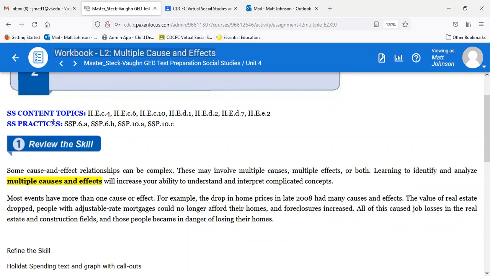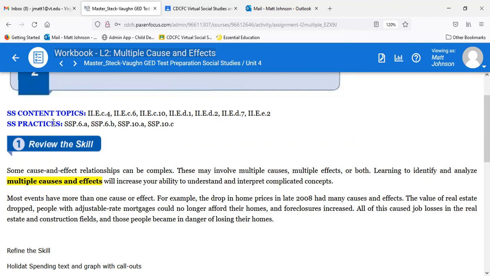We've been talking a lot about those simple, linear ones, where effect B was caused by A. But for example, here, the drop in home prices in late 2008 had many causes and effects. The value of real estate dropped. We talked about this a little bit. People with adjustable rate mortgages could no longer afford their homes, and foreclosures increased. All of this caused job losses in the real estate and construction fields, and those people became in danger of losing their homes. And that cascades further, right?